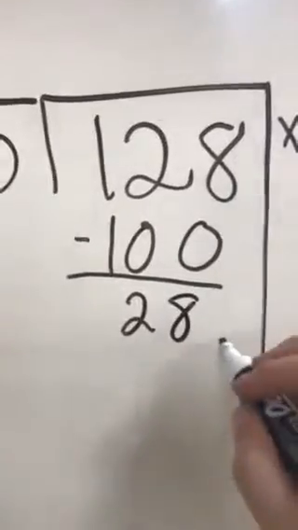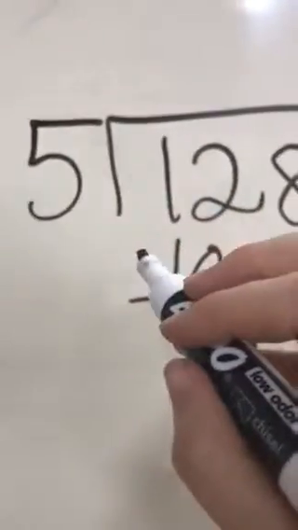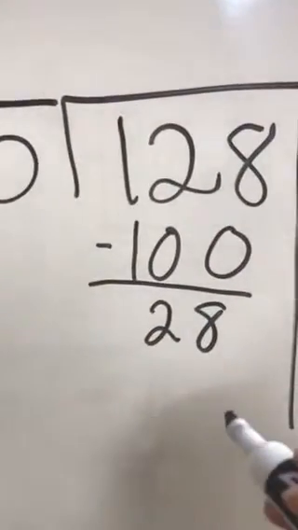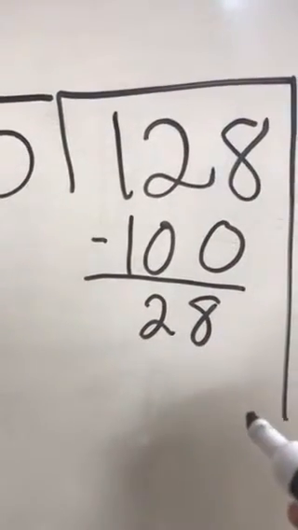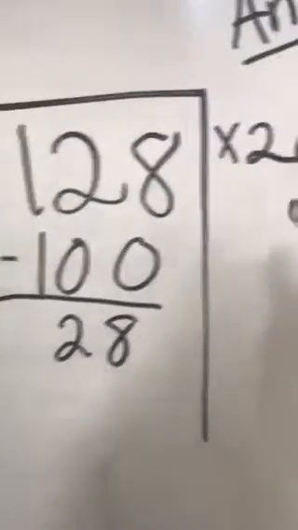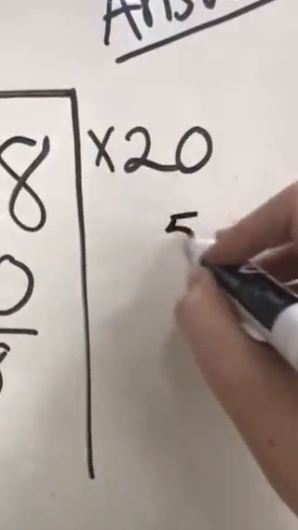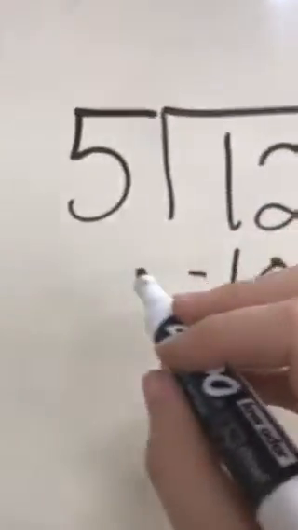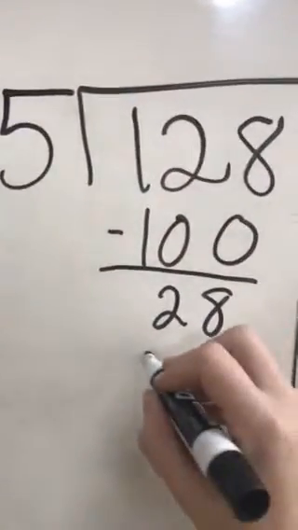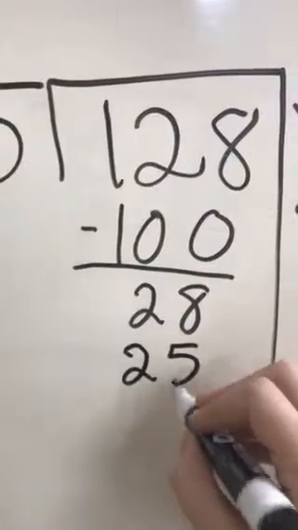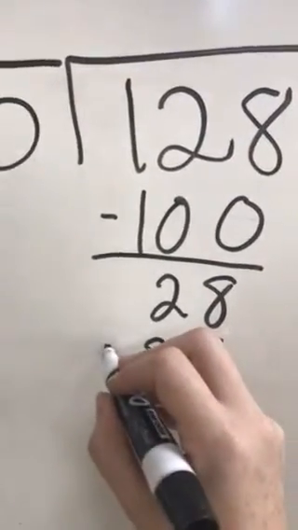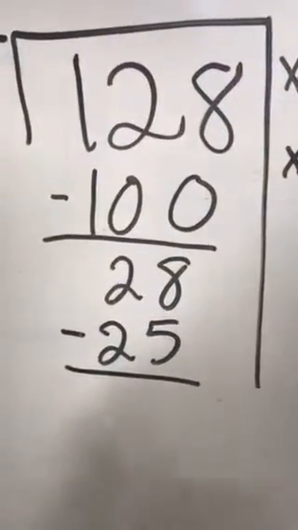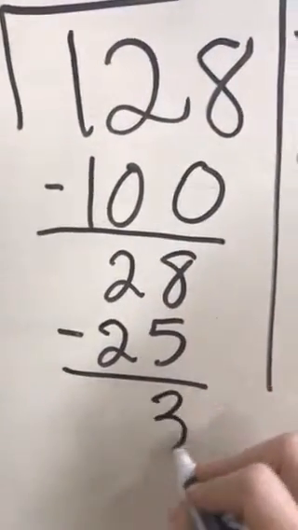Now I have 28 as my new dividend and my divisor is still 5. I'm going to look for another number to multiply with 5 to get as close to 28 as possible without going over. And that would be 5. So I'm going to list 5 here as another partial quotient. 5 times 5 would equal 25. And I'm going to write that below my first dividend and subtract it from my second. 28 subtract 25 is 3.